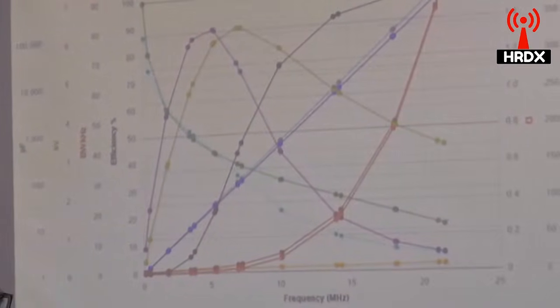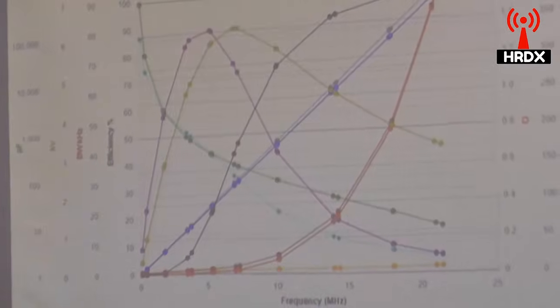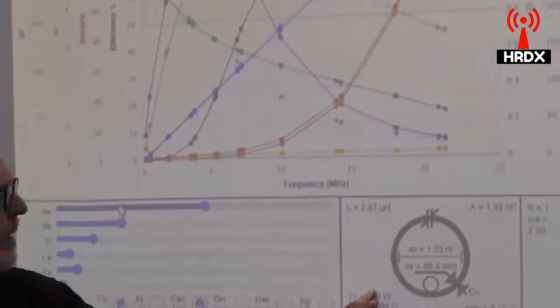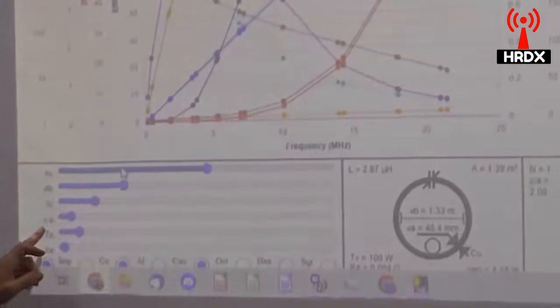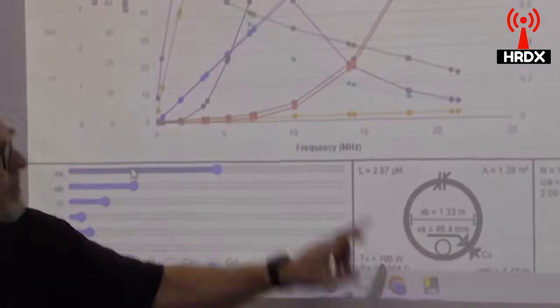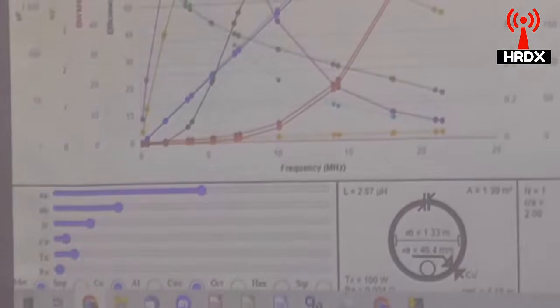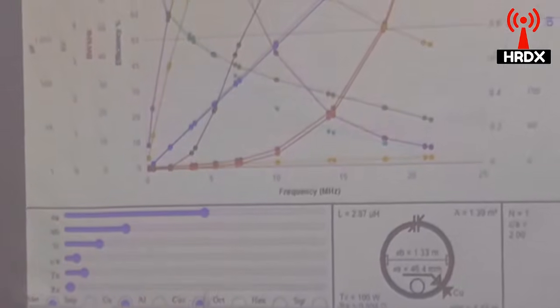That's at 100 watts. Sorry, I've worked on that. Good point, Rex, 100 watts. You can drop that power down if you want to, and you can see the voltage and everything comes down. So you can limit it that way.